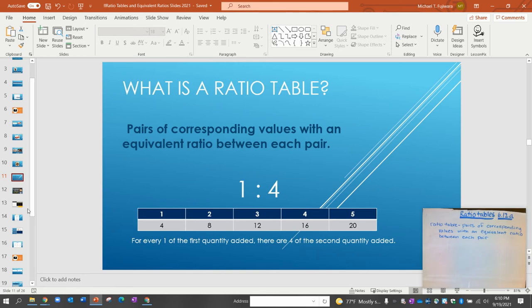So let me go a little bit further into that. If you notice that 1 to 4 and 2 to 8, 2/8 and 1/4 are equivalent, so is 3/12 or 4 out of 16. They're all 1 to 4. You might also notice that this is counting up by 1, so for every 1 that's added to the top, there's 4 added to the bottom. So that's one key thing to pay attention to with ratio tables.